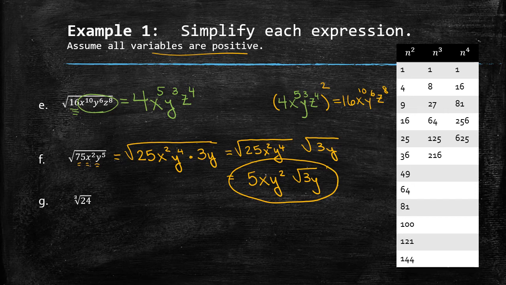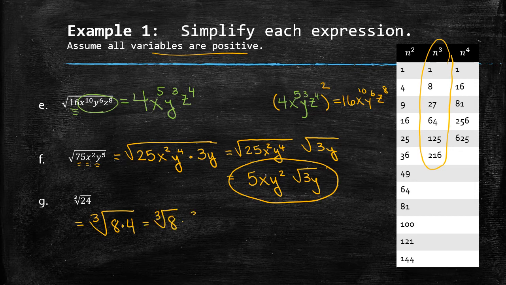Okay, part G, moving on to third roots. Okay, so now I'm going to look at my perfect cubes. So 24 is not on my list, however 8 is, and 8 divides into 24. So I have the third root of 8 times the third root of 4. The third root of 8 is 2. So my number simplifies to 2 times the third root of 4.